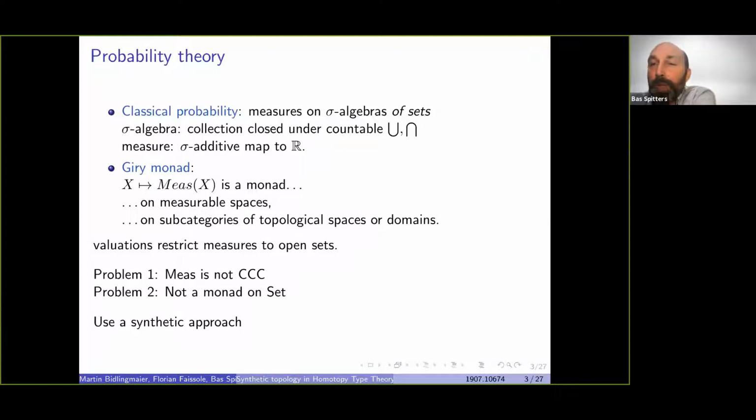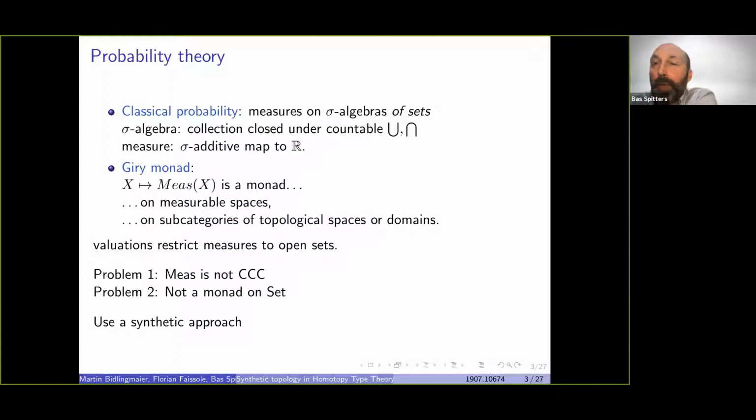There are a number of issues that we've heard already this week. The category of measurable spaces is not a Cartesian closed category, and it's not a monad on Set. So on the one hand, the classical approach is not very suitable for programming languages. On the other hand, it also makes reasoning harder. One of the things that's happening in the EasyCrypt system is that it's very important that we start with a monad on sets, and in that way you can only do discrete probabilities. So there are a couple of motivations to actually do this.